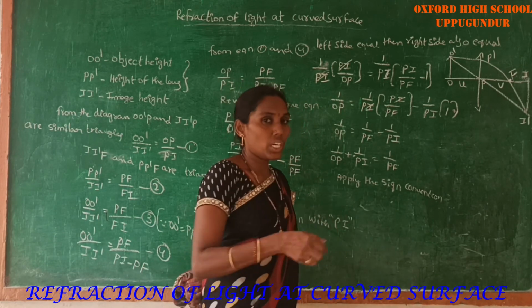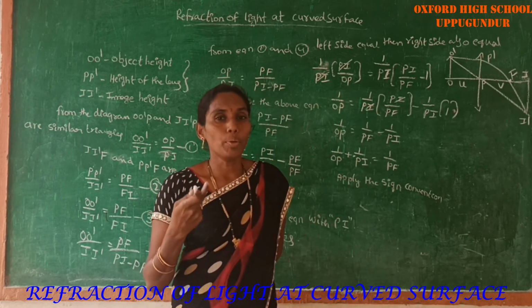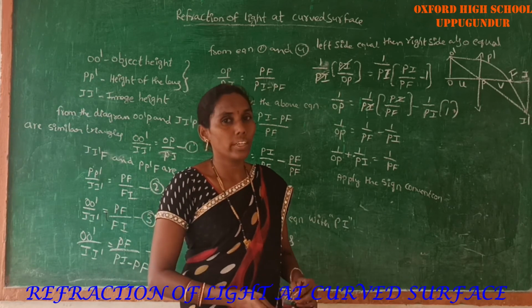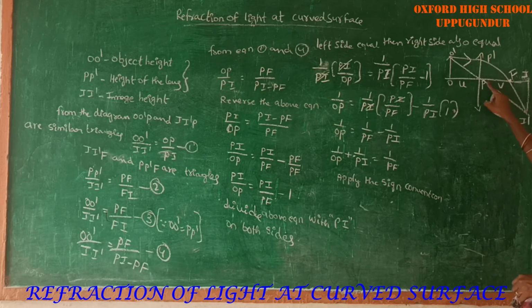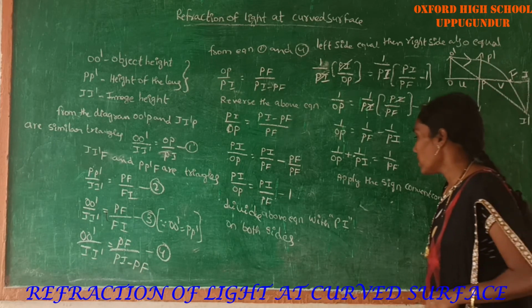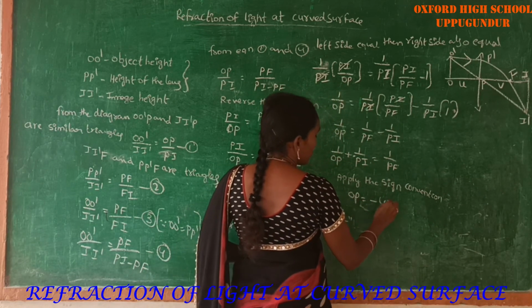The distance measured in the direction of the incident ray is to be taken as positive. In the opposite direction of the incident ray is to be taken as negative. Actually the light rays are coming from the object to the pole, but the distance should be measured from pole to object. That's why object distance is taken as negative, minus u.